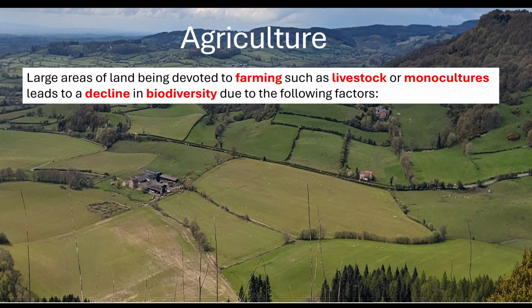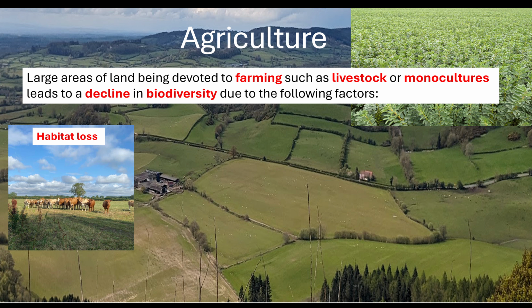We also have an effect on agriculture. So there are large areas of land that are being devoted to farming, such as livestock or monocultures, and these both will lead to a decline in that biodiversity, because if we are obviously ploughing the fields to grow those monocultures or to rear our livestock, we are therefore deflecting the natural succession. We are going to be removing the habitats for those intermediate colonizers, and therefore that is going to have a knock-on effect on that biodiversity.